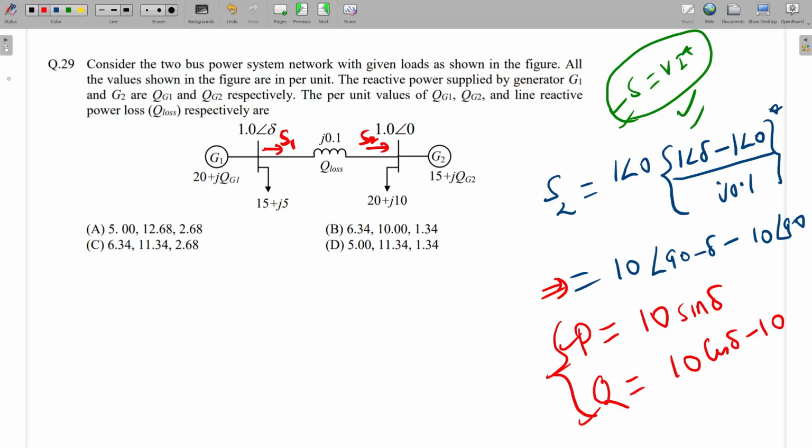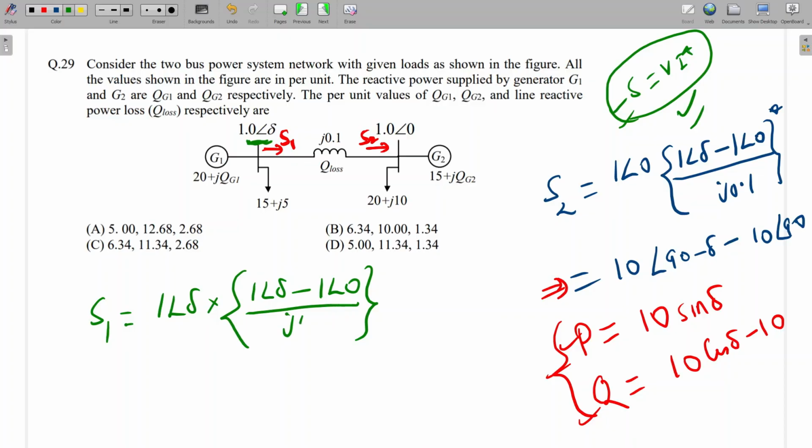Okay. Similarly, we can write the equation for the sending end point. So what will be the equation here? The equation will be S1 equals 1 angle delta into 1 angle delta minus 1 angle 0, divided by J 0.1.